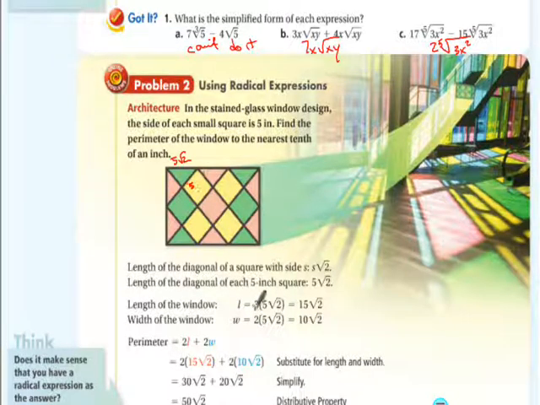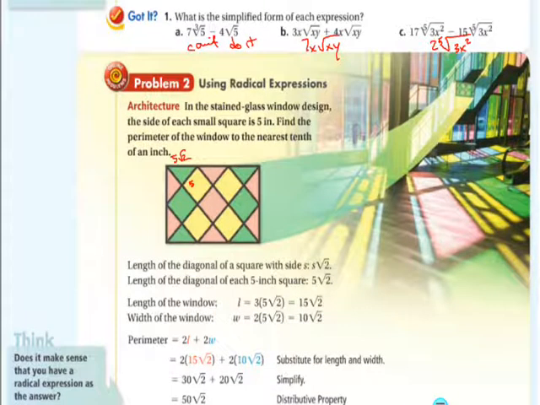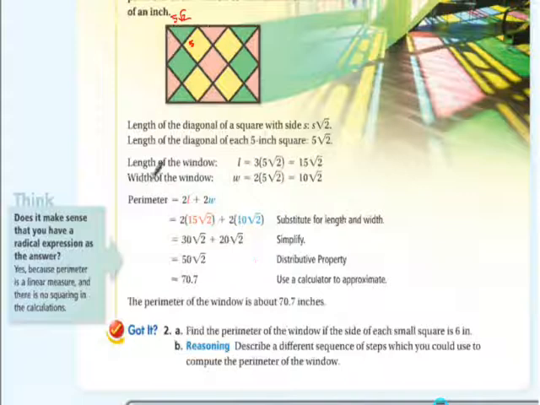So the length of the window is 3 times 5 square roots of 2, and the width of the window is 2 times 5 square roots of 2. So then we add those after distributing, and for the perimeter, it's 2 times that, and then 2 times that, and so we end up with 50 square roots of 2, and so it's 70.7, so no problem.